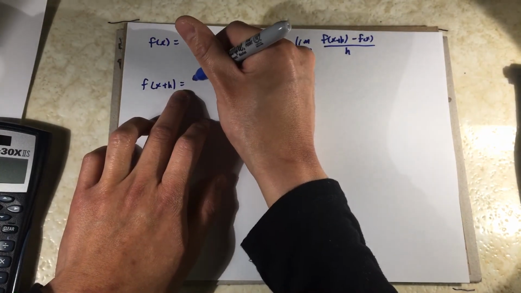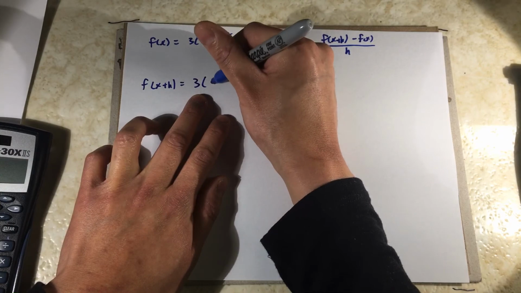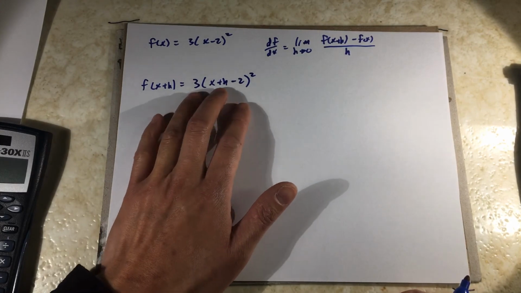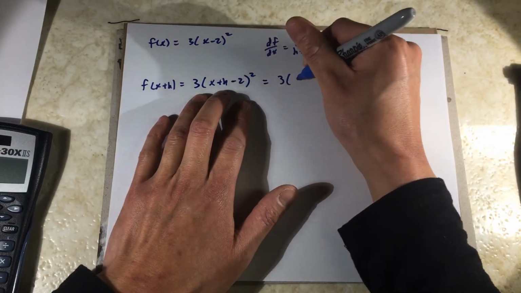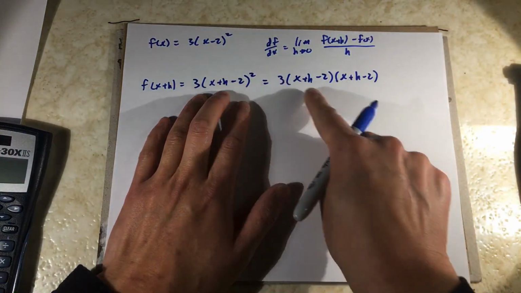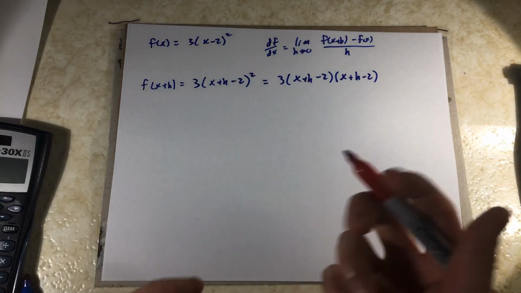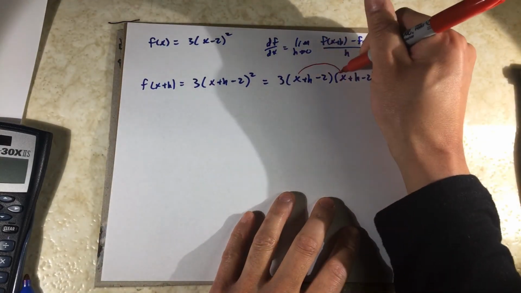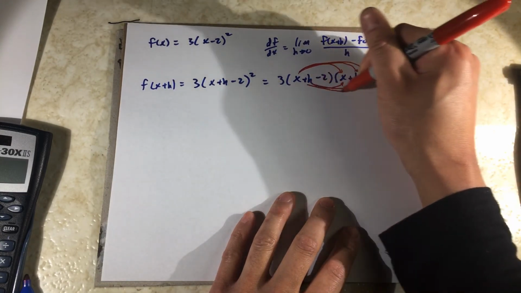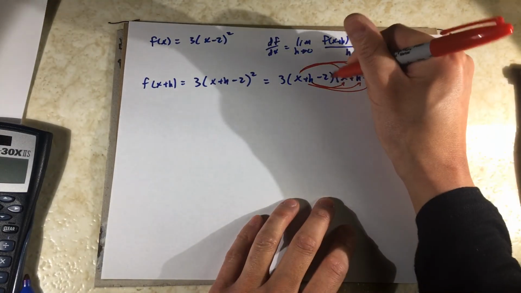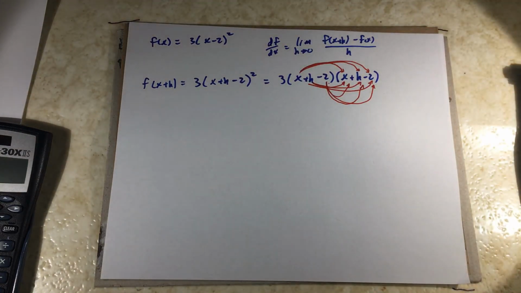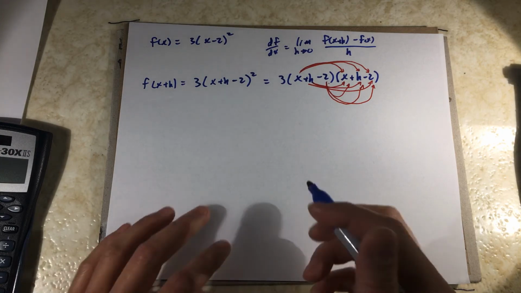So basically what happens here is we get 3, and then x gets replaced with x plus h. All right, and we have 3 terms here. So that squared just means it gets multiplied by itself. And then basically we're going to have to distribute. So we distribute this x to each of those terms. We're going to distribute this h to each of those terms. And then we're going to have to distribute this negative 2 also. So it's kind of a distribution all over the place.